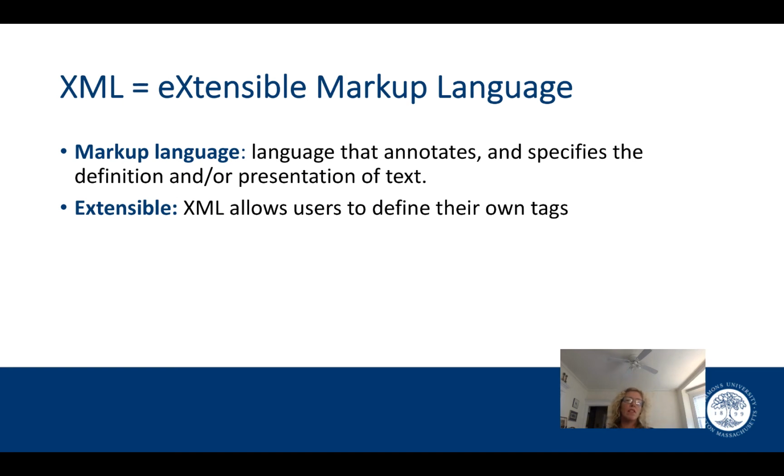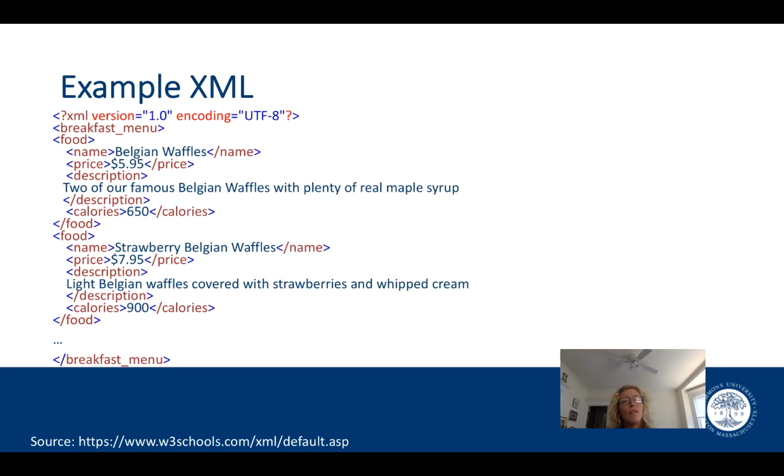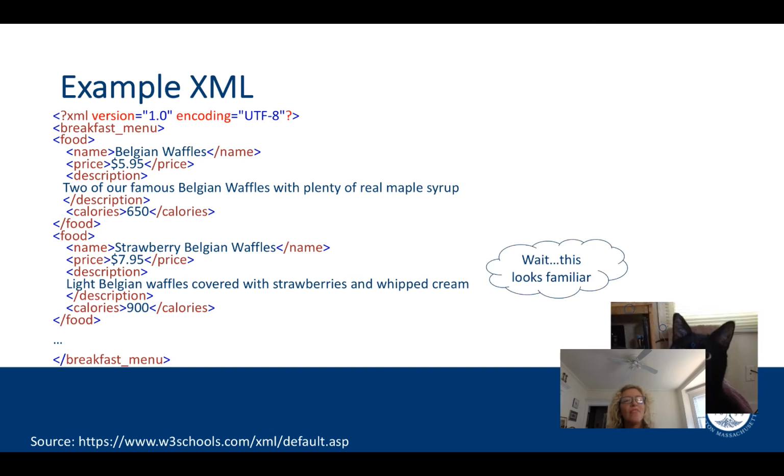So what is XML? It stands for Extensible Markup Language, and it's a language that annotates and specifies the definition or the presentation of text. Extensible means that it allows users to define their own tags. If you remember, in HTML, the tags are already defined for you, but XML allows you to create your own tags. This is an example of an XML file, and it should look pretty familiar to you. We've got a bunch of tags, opening tags, closing tags.